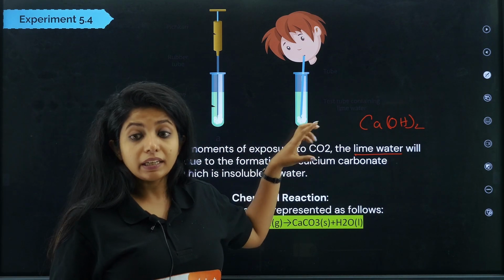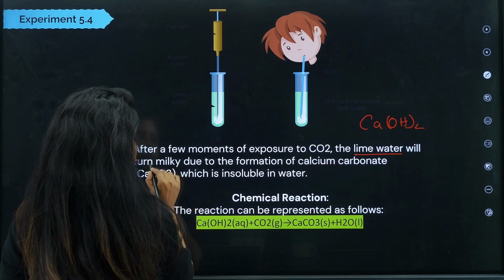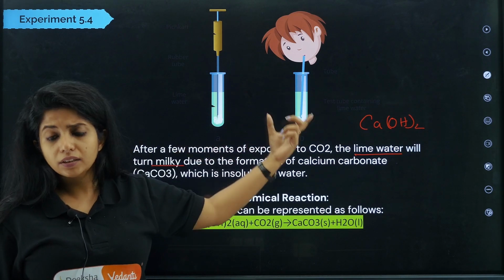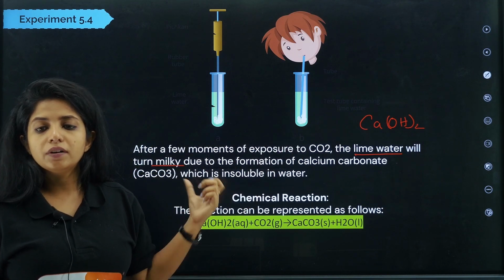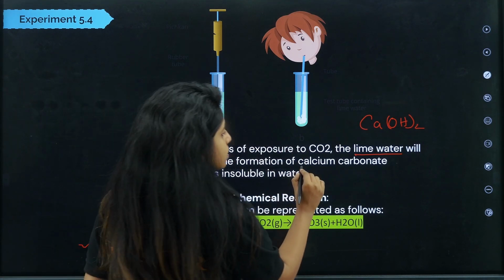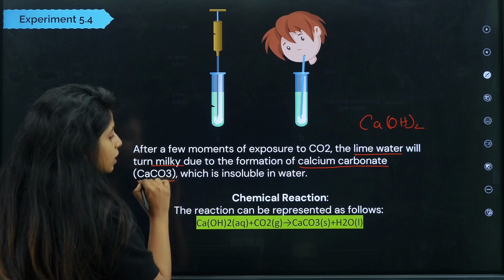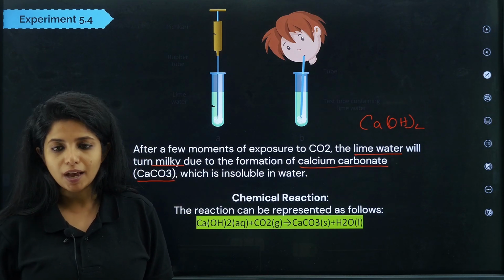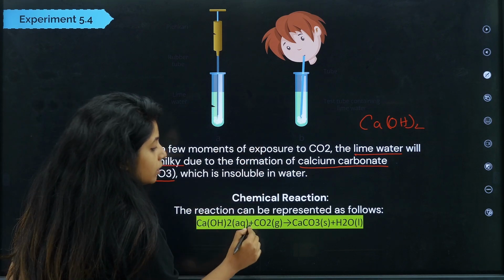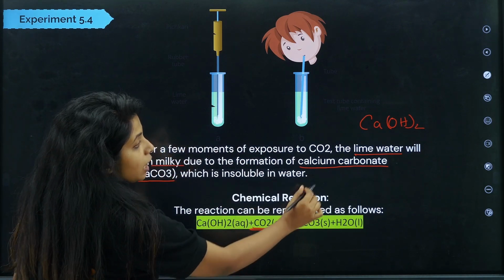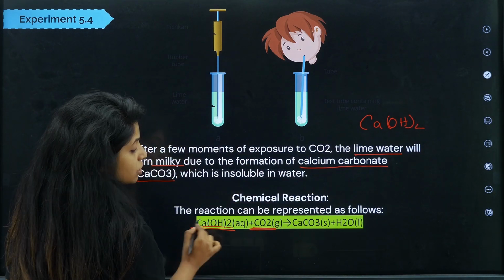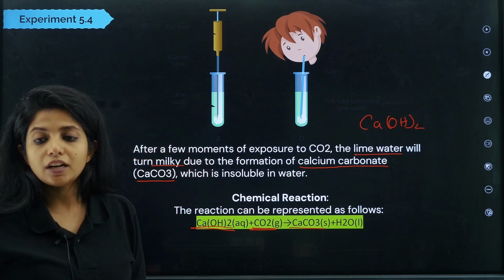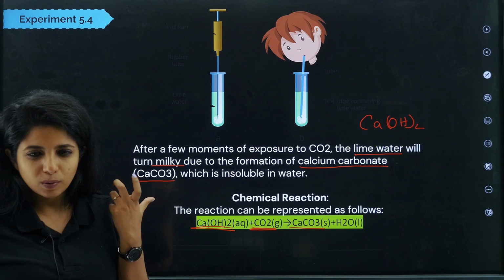Over here, the lime water turns milky in color. Why is this happening? When I am breathing out into the test tube, why is the lime water turning milky? Because there is a formation of calcium carbonate, CaCO3. Why is this reaction happening? Because while we are breathing out, we are giving out carbon dioxide. When carbon dioxide and lime water, that is Ca(OH)2, come together, you get the precipitate CaCO3, calcium carbonate, which turns everything milky.